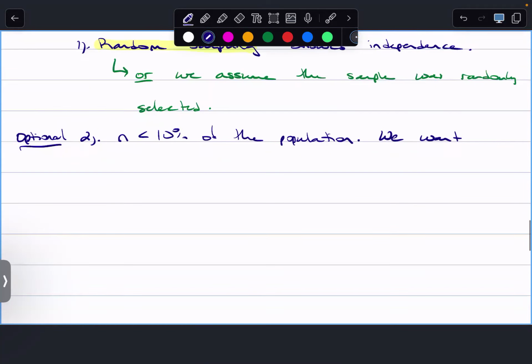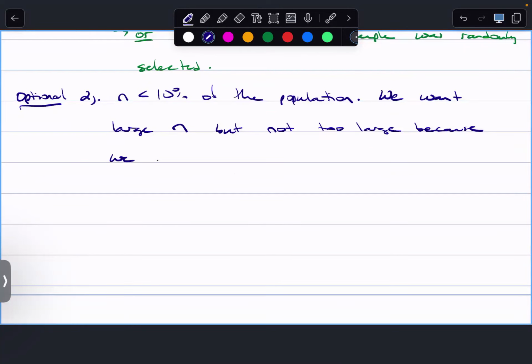We want large sample sizes, large N, but not too large, because we might introduce non-independent observations.